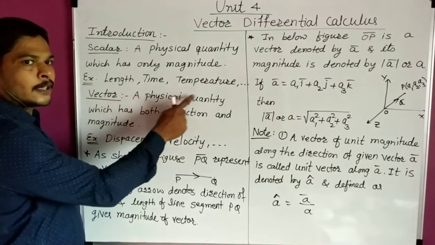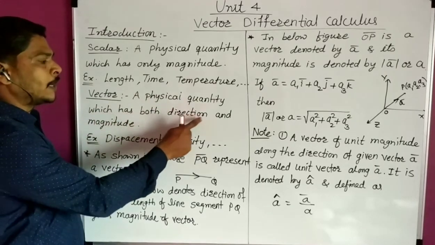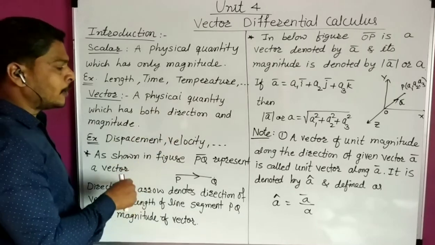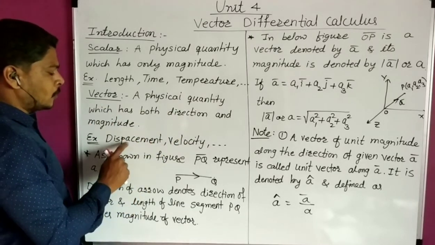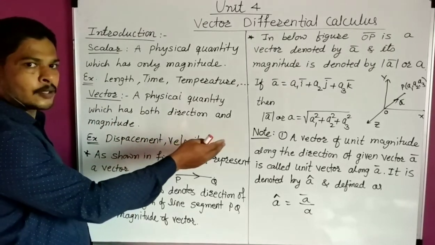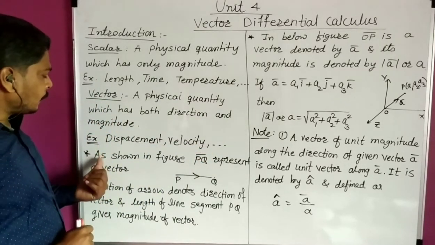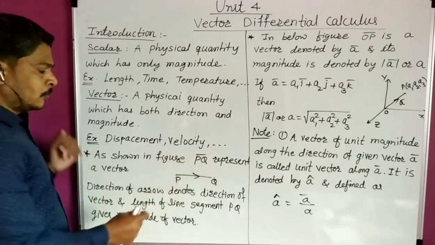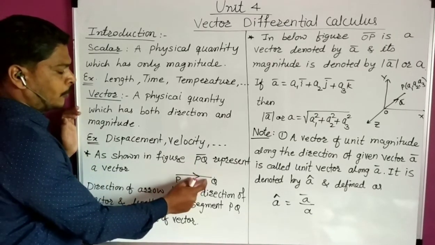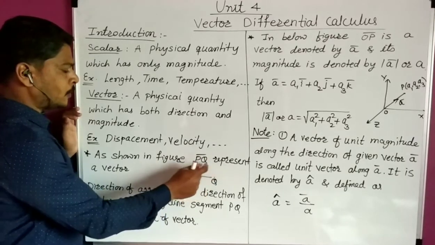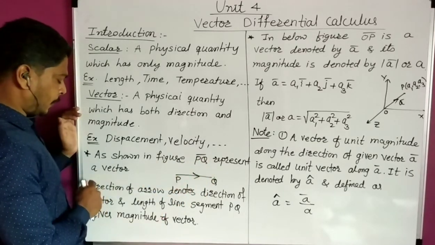Next is vector. A vector means a physical quantity which has both direction and magnitude. A quantity having both direction and magnitude is called a vector. So displacement, velocity, acceleration, all these are vector quantities. As shown in the figure, this PQ is a vector, which is denoted by PQ bar. This is the representation of this vector.